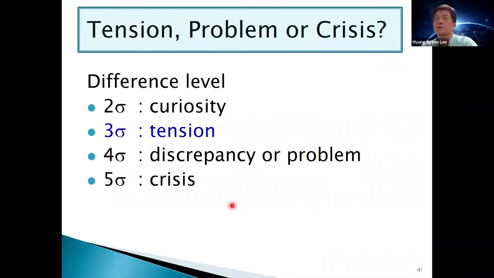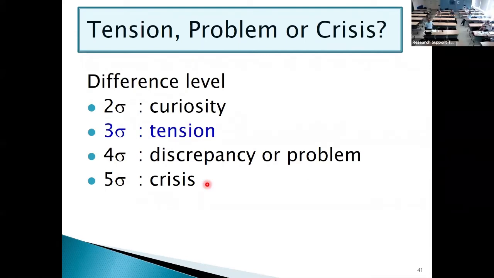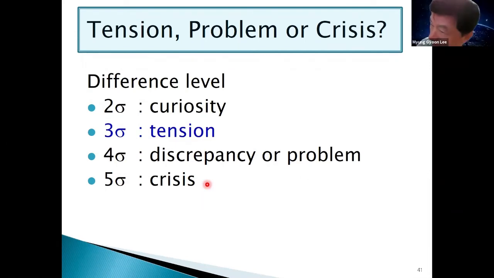So if I'm going to show the results, I'd like to mention the difference between tension, problem, and crisis. If the difference level is 2 sigma, then we call it curiosity; 3 sigma, maybe tension; 4 sigma, discrepancy or problem; 5 sigma is crisis. I think David Gross is responsible for the word crisis here. Who? David Gross. Yes, okay, I should put a reference. Well-known string theorist, right, sort of. Okay, that's good to know.